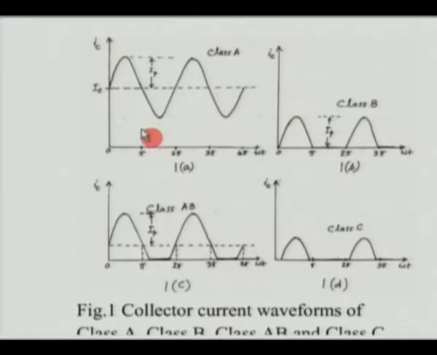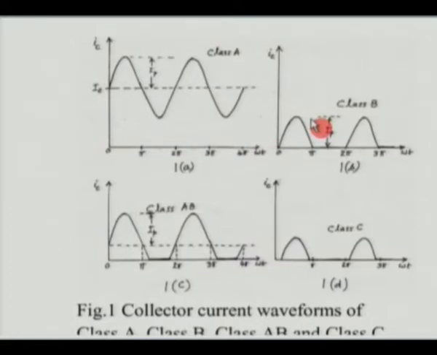So in a class A amplifier, you would ensure that even for the largest swing of the signal, the amplifier will always have current. At the negative peak, the current does not go below 0. We would ensure that. Now that is class A.